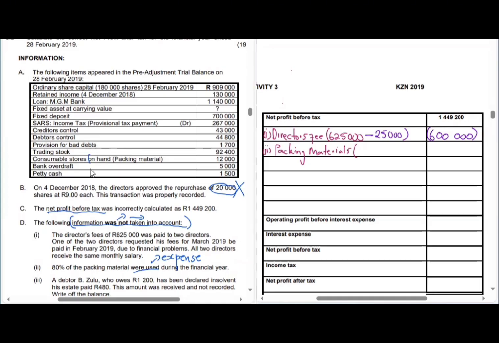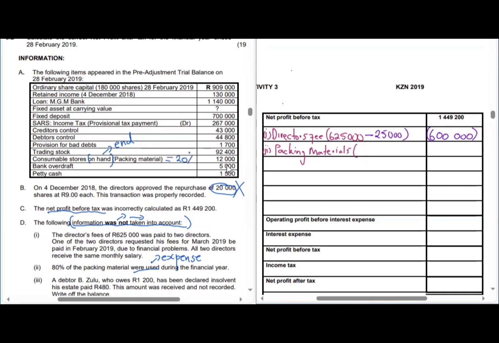It's not the opening balance of packing material, but it's the balance at the end. For packing material, what are we left with in the business? We are left with 12,000, meaning that whatever we had, 100% in the business, we used 80% of our 100% of packing materials, and then we are left with 20%. So on hand, it equals how many percent?